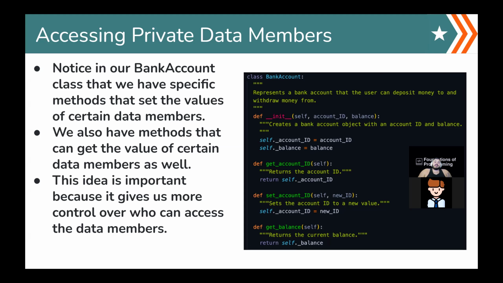Notice in our bank account class that we have specific methods that set the values of certain data members. So we have account ID set to account ID, balance set to balance. We also have methods that can get the value of certain data members as well, which is the get account ID, which is going to return the self dot underscore account ID.